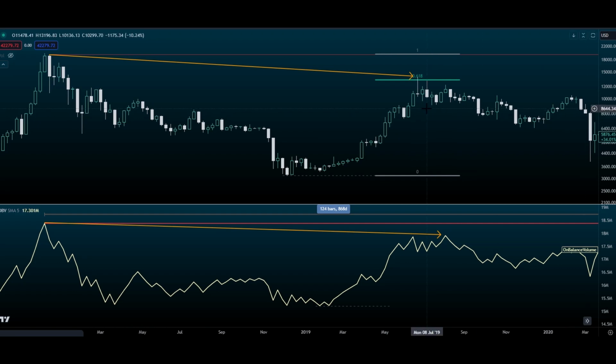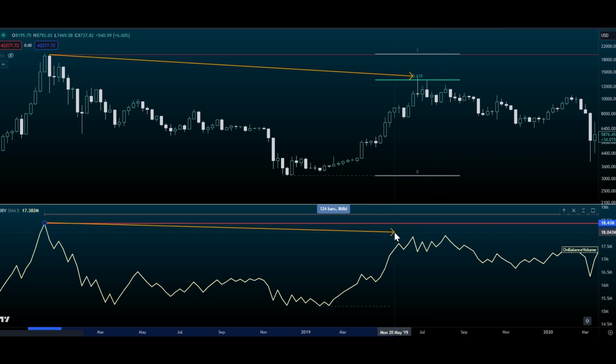The OBV was well above all-time highs at the point the price was at its previous high. Our next example takes us to 2019, where we had a very enthusiastic short-lived rally up to about 13,500 from roughly 3,100. This rally actually got rejected at the 0.618, and the interesting thing about this is how the OBV was actually mirroring what the price was doing.